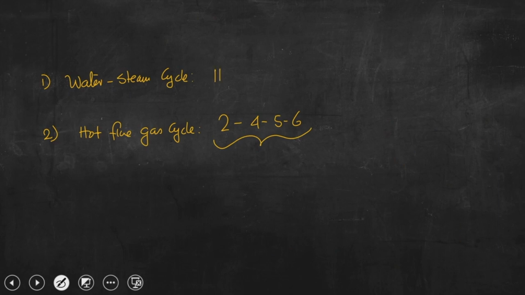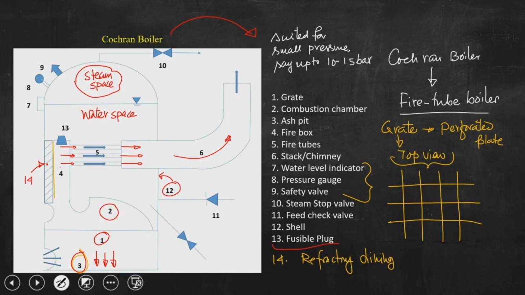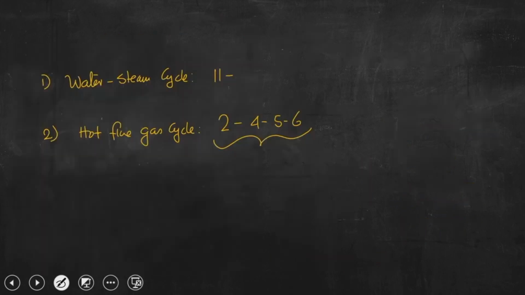so that is 11, then if I give names to these, say this is 15, and this is 16. 15 is the water space and 16 is the steam space. So basically 11, 15, 16, 10. This is the water-steam cycle. It is not only a water cycle, because up to 15 it remains water, but when it comes to 16 it is steam. So, this is the water-steam cycle.